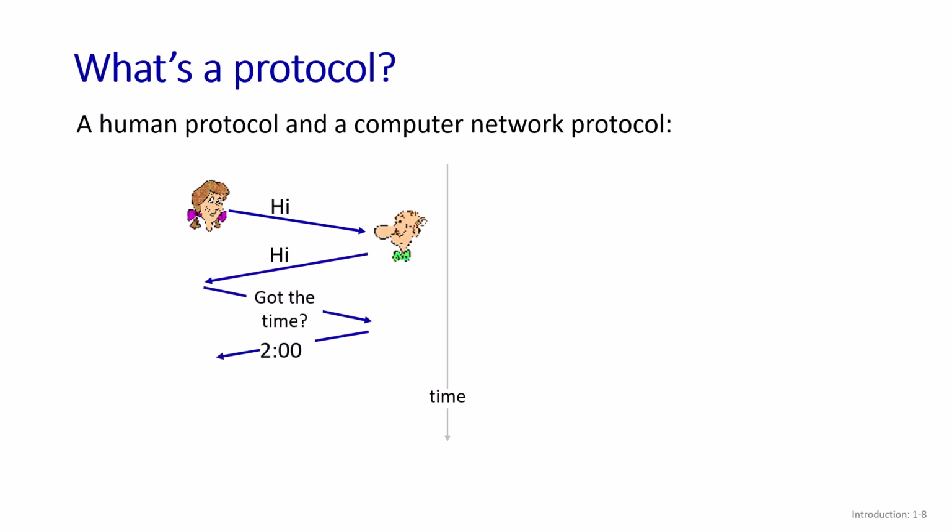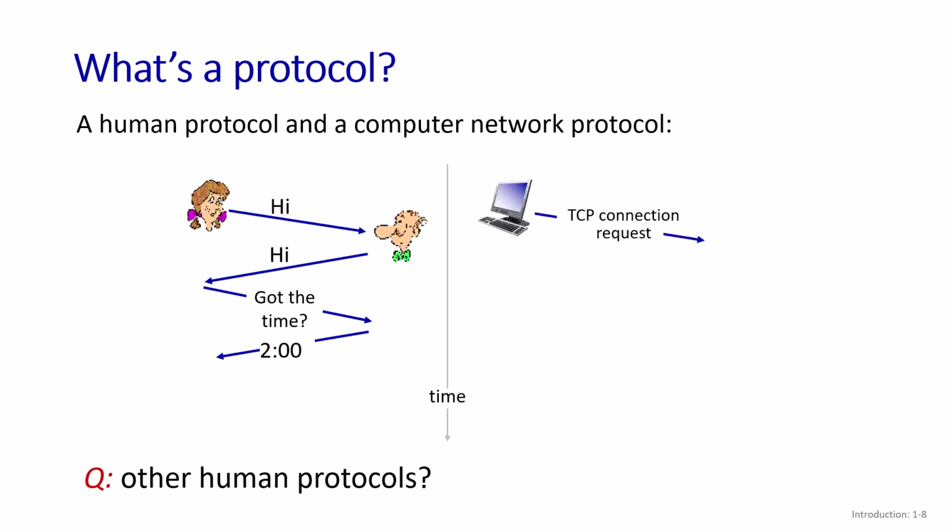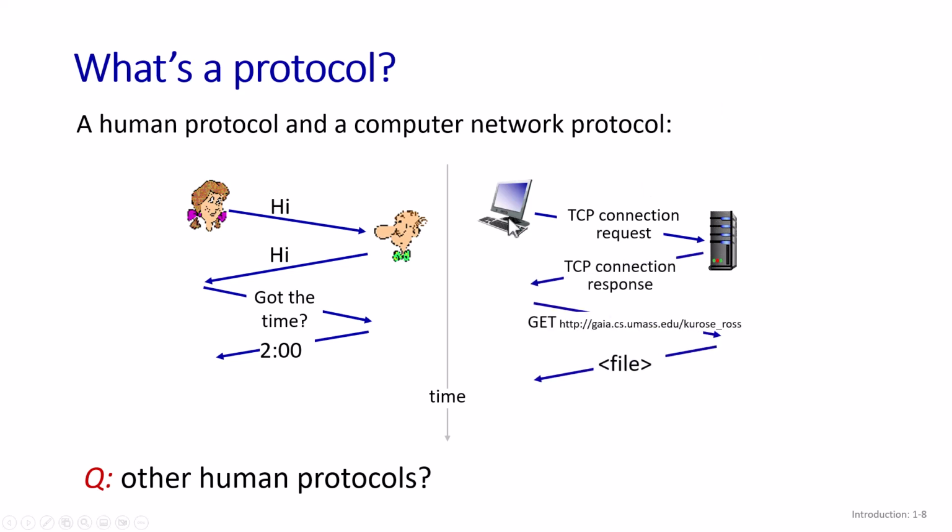Let's say Alice says hi to Bob, and Bob responds with a hi. Alice asks, got the time? And Bob responds, 2 p.m. Here's an example between a computer and a server. Let's assume we're sitting at our desktop and we request a web page from a web server. We initiate the conversation with a TCP connection request, and we get a response, a TCP connection response. Then we request a web page, in this case the web page of one of the authors, and the web server will send a file that our browser is going to show on our computer. We are going to learn what TCP means here, when we use GET, and how web pages are exchanged between computers.